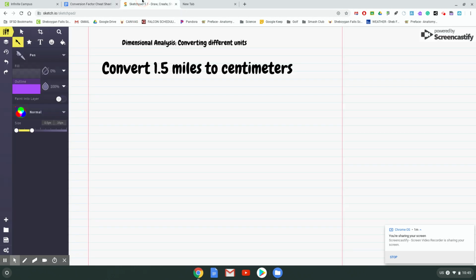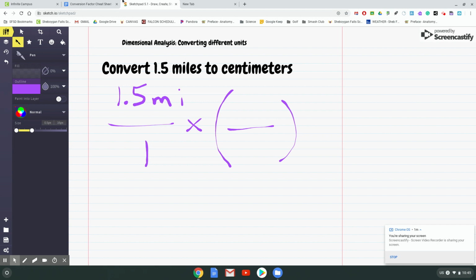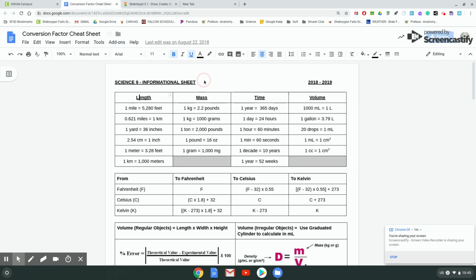Now, in terms of how we tackle this problem mathematically, you always want to start off by writing down what you know. So currently, we realize that we have 1.5 miles. So I'm going to start there. I've got 1.5 mi. Now, if you want, you could put that over 1. I'm just going to make sure I've got a good decimal place here. And next, you're going to want to incorporate a conversion factor. And that's where we are going to go backwards, and we are going to identify what specific conversion factor we are going to use.